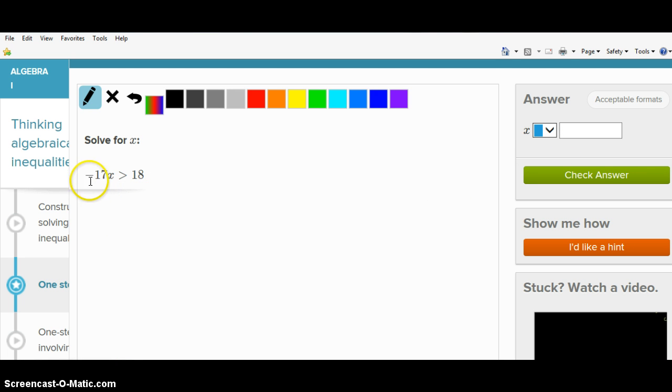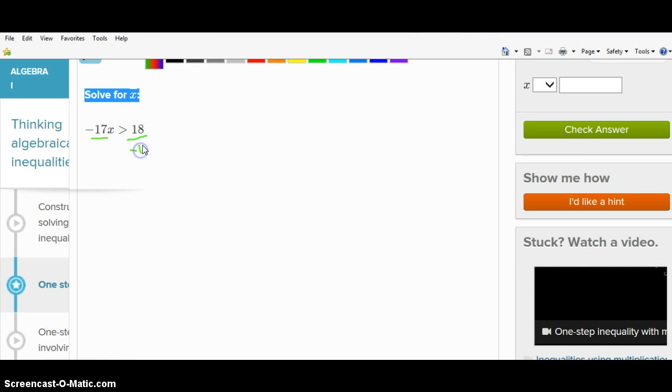Here's a one-step inequality. We have negative 17x greater than 18. We're going to divide each side by negative 17. Remember, when we multiply or divide by a negative number, we're going to turn the sign around. We're going to end up with x less than negative 18 over 17. That one's pretty straightforward.